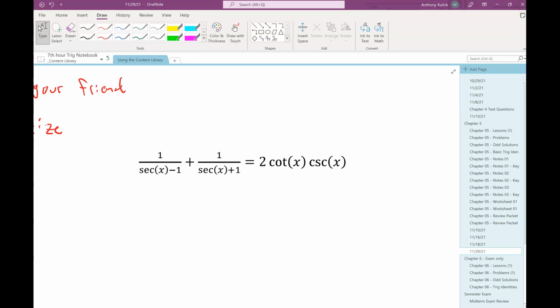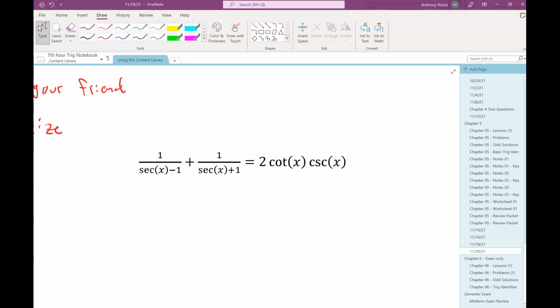There's 1 over secant minus 1 squared. No. Well, there's nothing to reduce since the numerators are 1s, right? You can't reduce a fraction where the top or the bottom is just a 1. But I agree, there's something to do with the fractions. So what operation is between these two fractions? Addition. So let's add them.